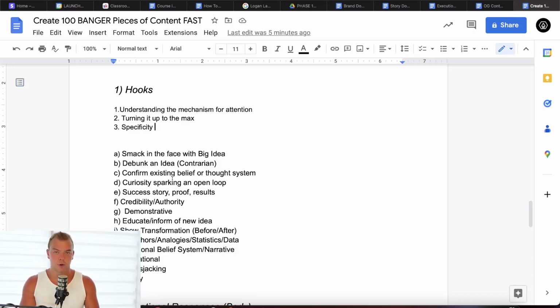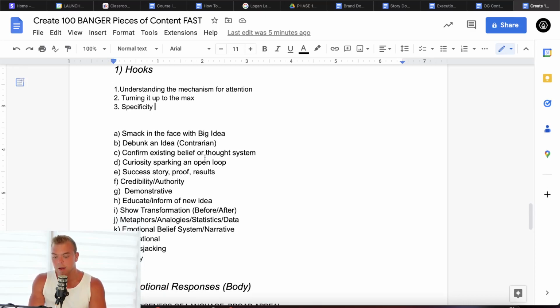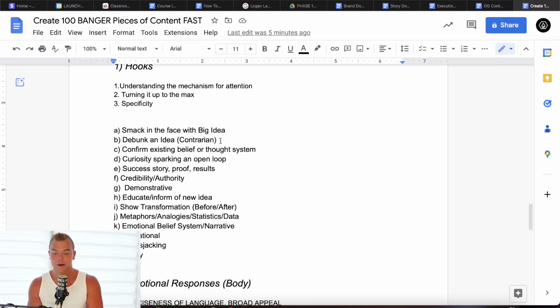And if you can just Google big idea magazine articles, or old school copywriting big idea examples, they'll show you the newspaper prints. It'll make sense, right? Big ideas. What big ideas can you smack someone in the face with that they leave and they're like, whoa, right? Debunk an idea, contrarian, that's super easy.